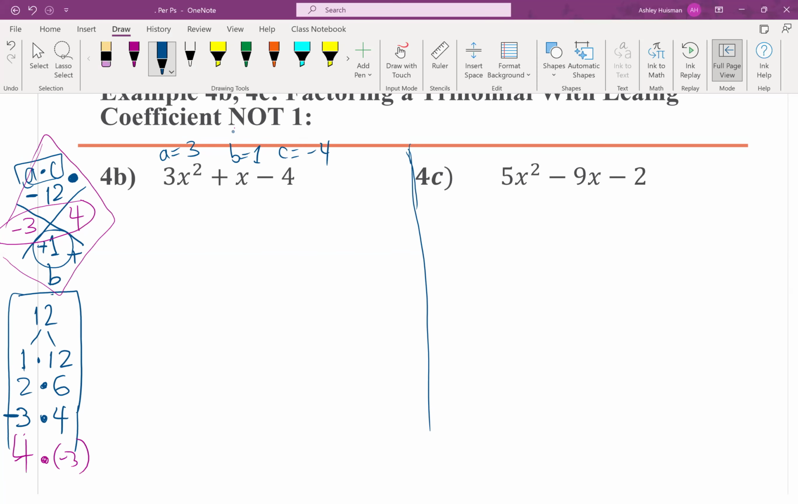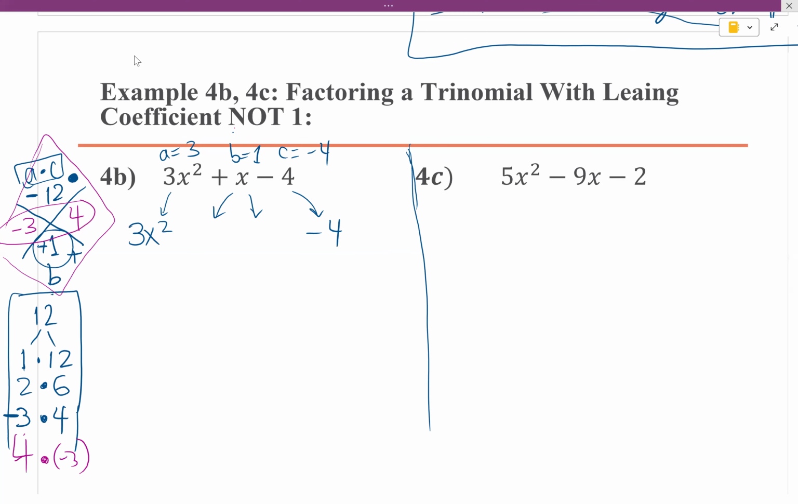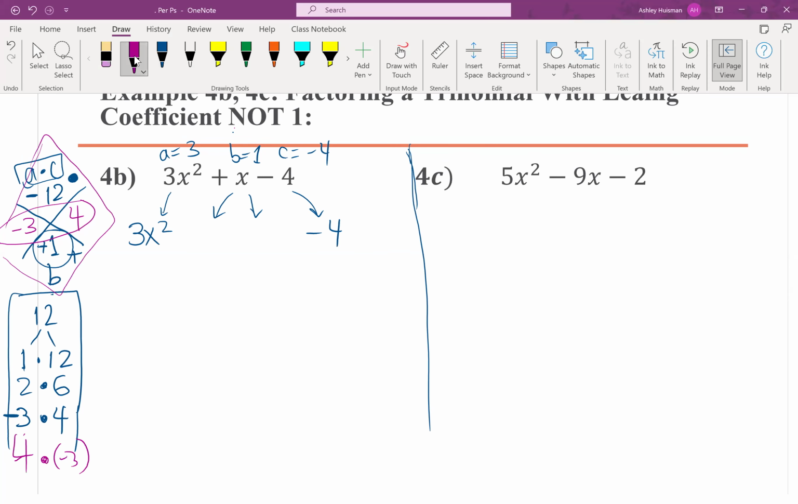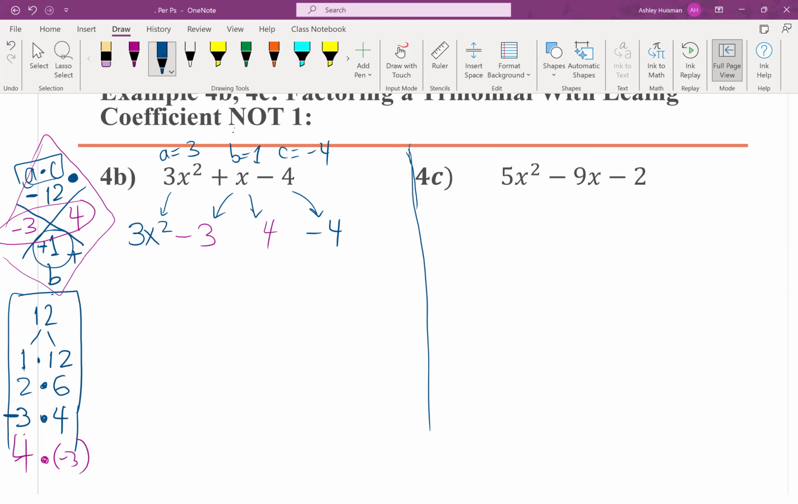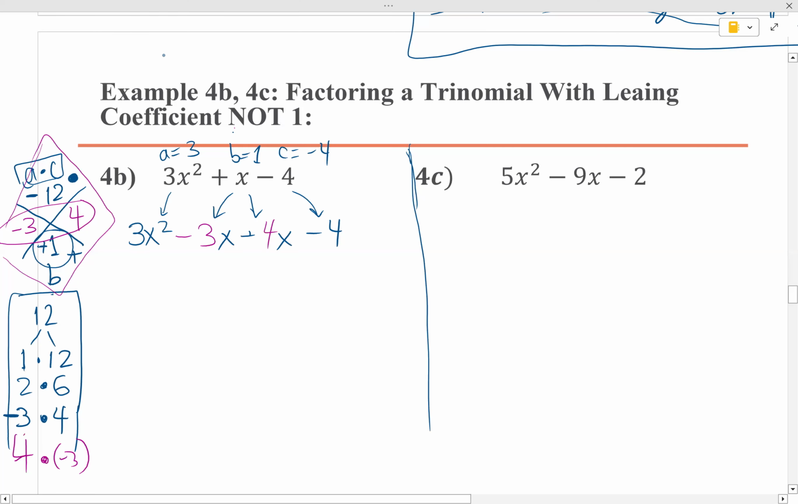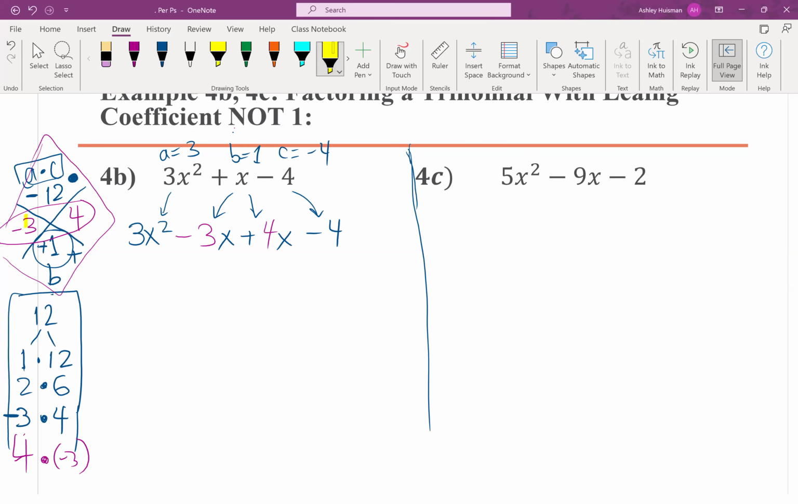All right, now we need to rewrite our trinomial. The first term is going to stay the same. The last term stays the same. But the middle term is going to break into two terms, the coefficients of which are going to be those numbers I just found, negative 3 and 4. But I'm just going to copy the variable that the middle term had. It had an x. There we go, plus. All right. So maybe I'm going to highlight those so we see where they came from.